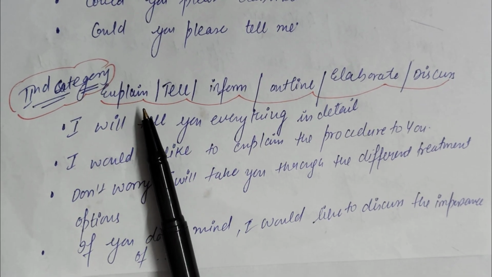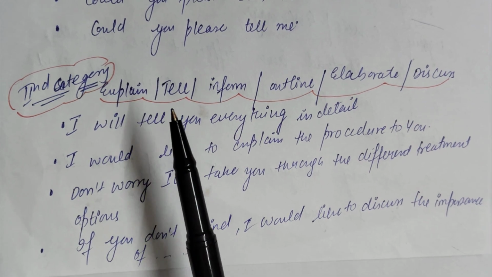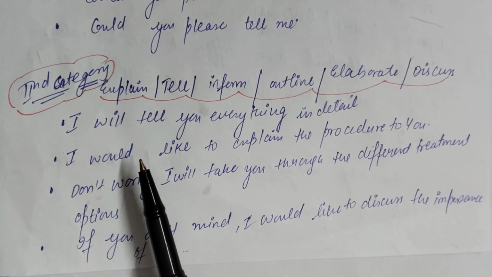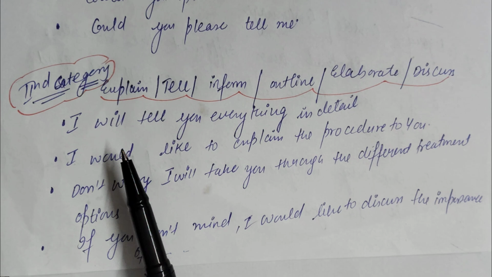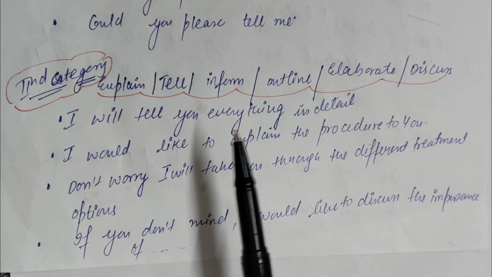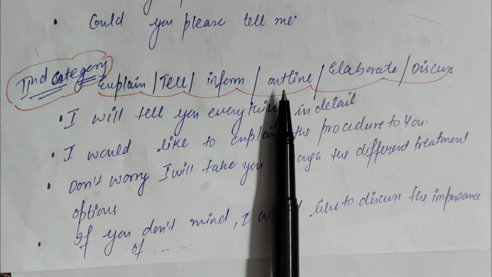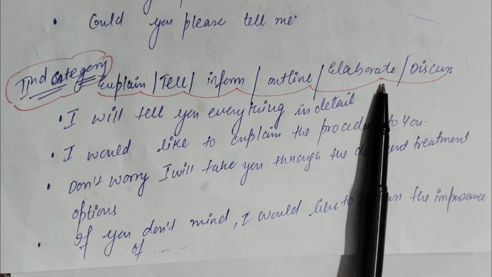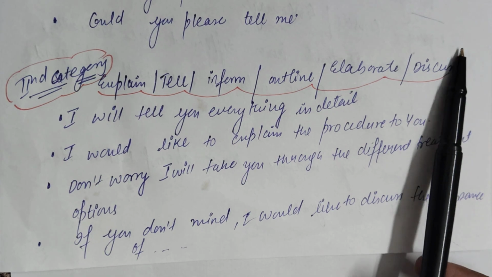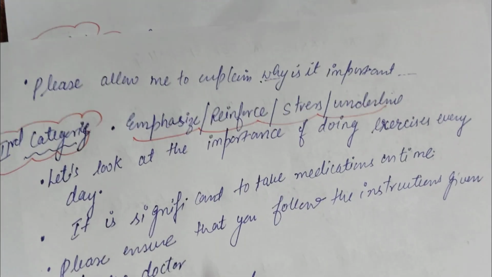Again, we can also use these as synonyms. So if in your task there is explain, we can also say I will inform you everything in detail. If tell is there, we can use other synonyms: outline, elaborate, or discuss. So these can also be used as synonyms. Okay, these verbs.